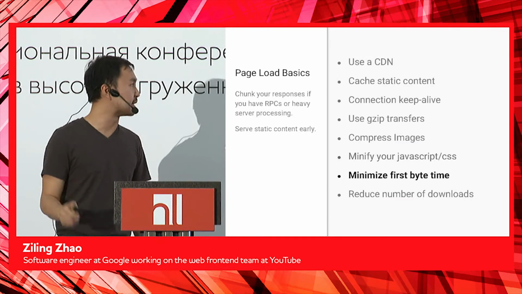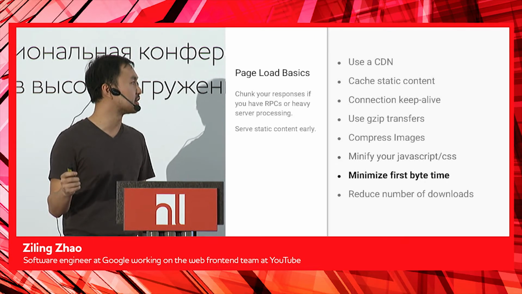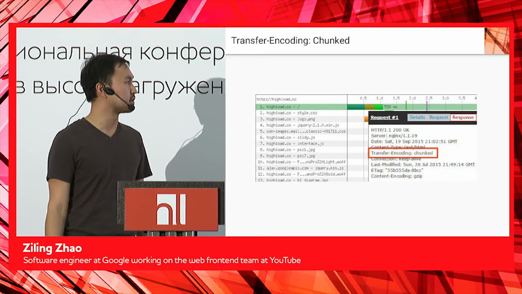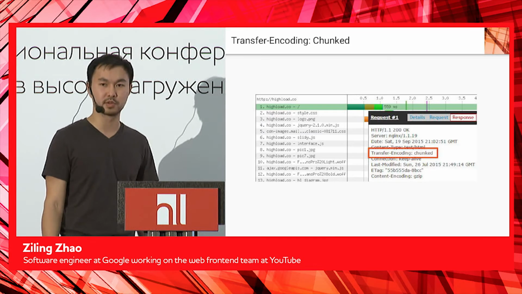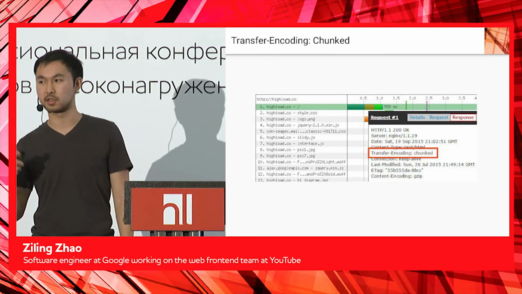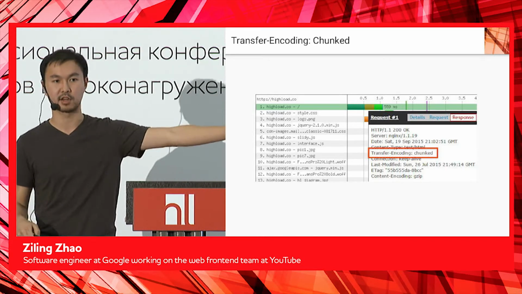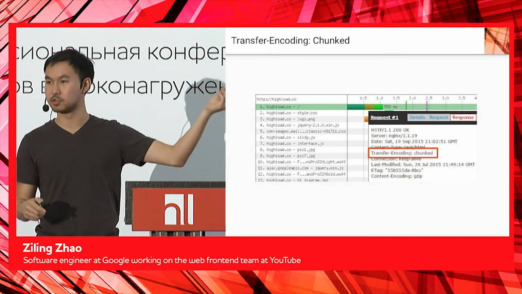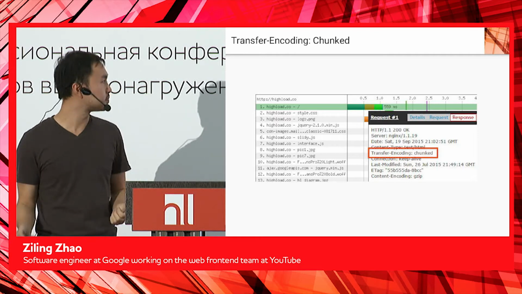Minimizing first byte time. What do you do here? That means chunking. That means turning on Transfer-Encoding: chunked. In this case, HighLoad is a pretty much static website, so it doesn't really make a huge difference. But if you have RPCs on the server, it's nice to send your static content over so the browser can have something to chew on while you do your server stuff.